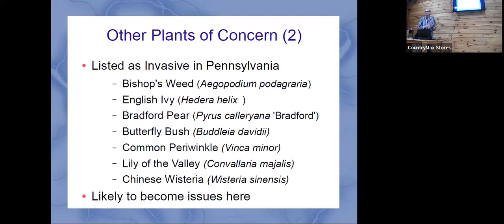Bishop's weed, sometimes called snow on the mountain, sometimes called goutweed. I see a victim back there. This is sold as a ground cover. The claim sometimes is that the variegated variety is less aggressive, but the variegated variety often reverts to the non-variegated, spreads extremely aggressively, and instead of being a ground cover, will squeeze out everything in the garden instead.